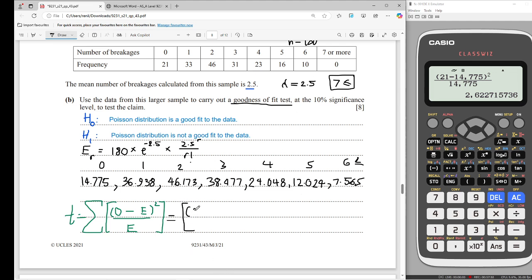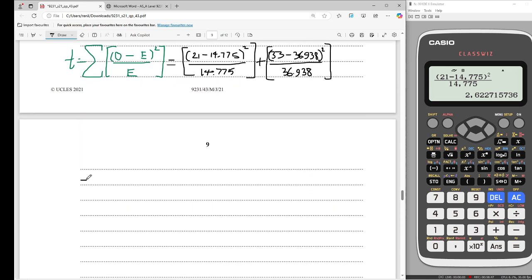So over here, 21 minus 14.775, whole square that difference, whole divided with our expected value, which is 14.775, and this is added on with observed value 33 minus the expected value 36.938. So I'm going to just bracket this and then a whole square by number of turns, which is 36.938. Okay, and this has to be repeated for every single value. So let's move on here.